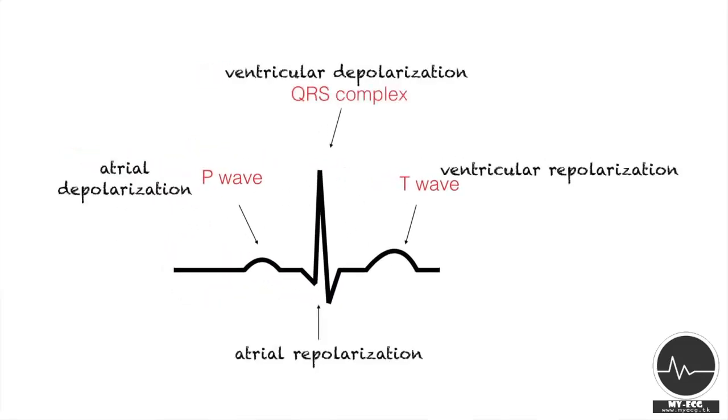Now, as a review, P wave stands for atrial depolarization. The QRS complex represents ventricular depolarization. The T wave represents ventricular repolarization, and the atrial repolarization is covered by the QRS complex. You can't see it, but it exists.